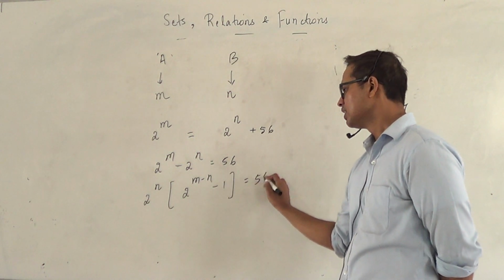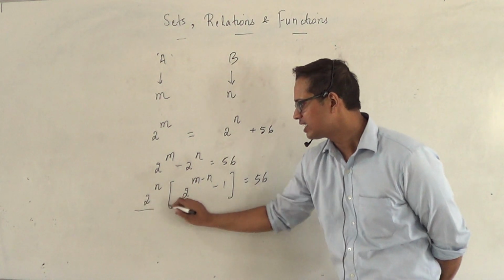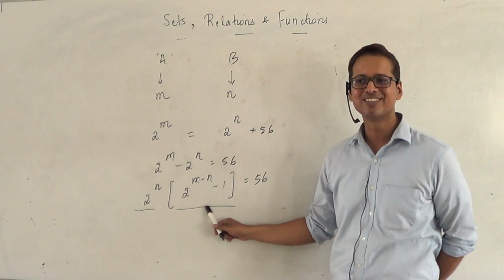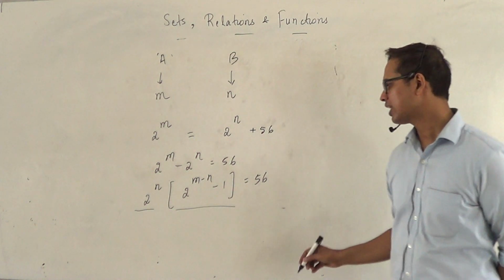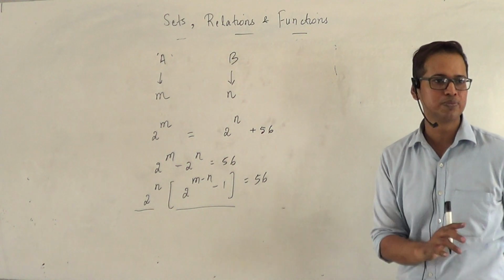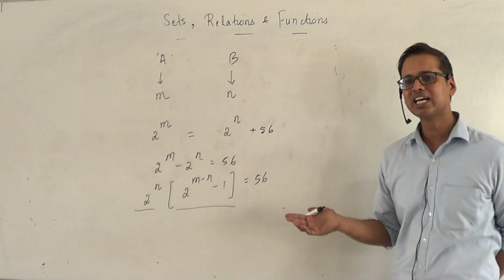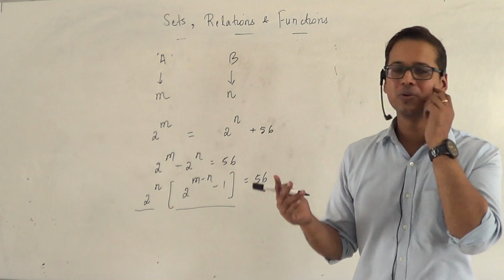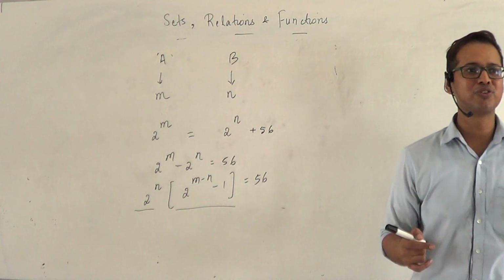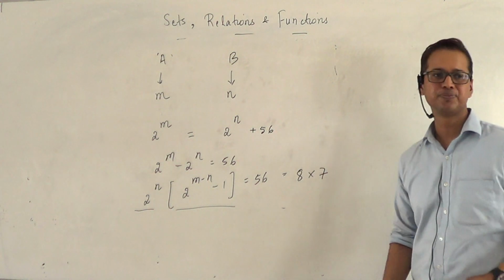Now we have to break 56 into two factors, one being a power of 2 and another being an odd number. Correct? Now, can I break it as 1 into 56? No, because 56 is not a power of 2. Can I break it as 2 into 28? No, both are even. Can I break it as 4 into 14? Same reason as the last. 14 is not an odd number. 2 is a power of 2, but 14 is not a power. So the only possibility is you can break it as 8 into 7.